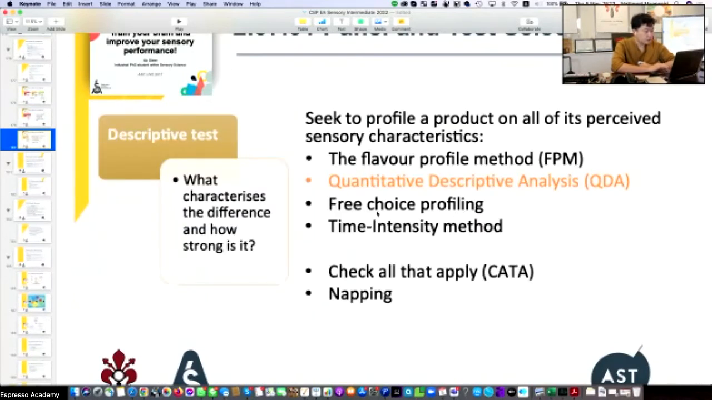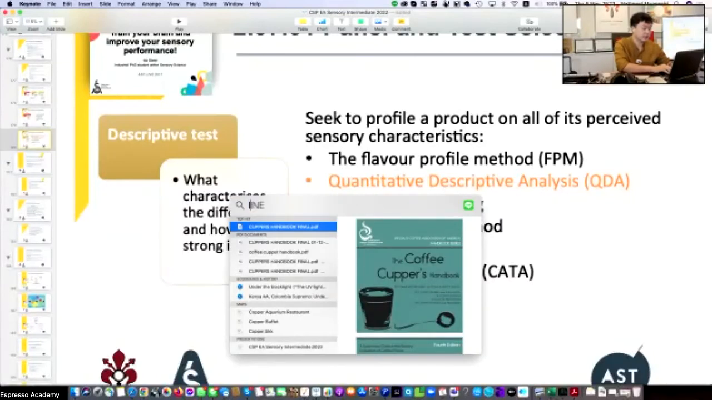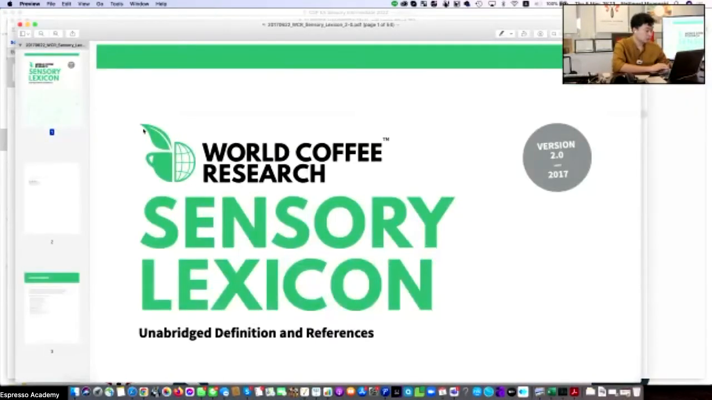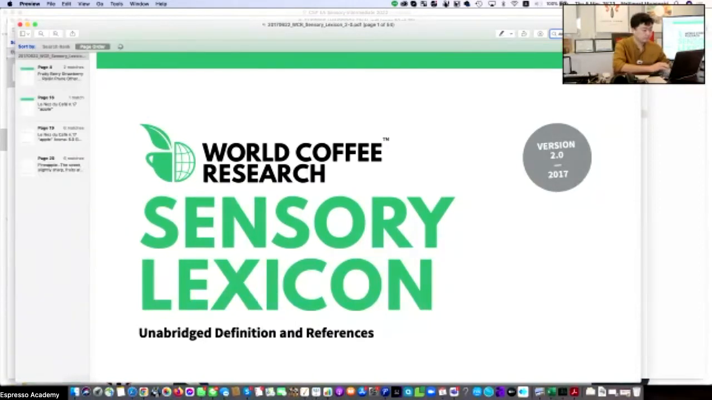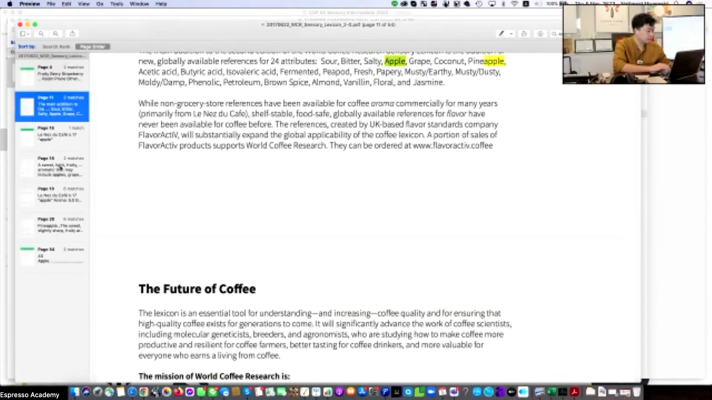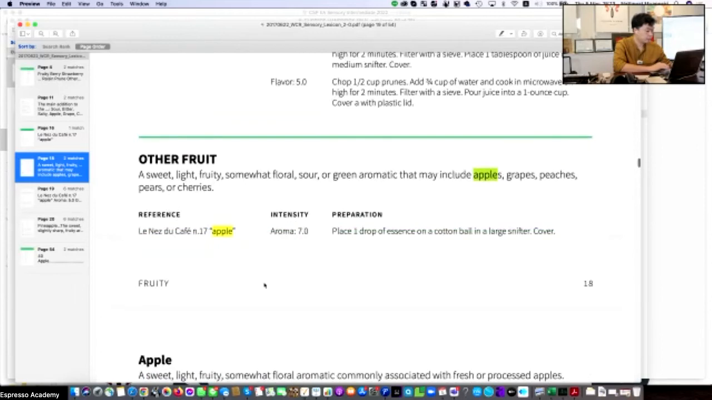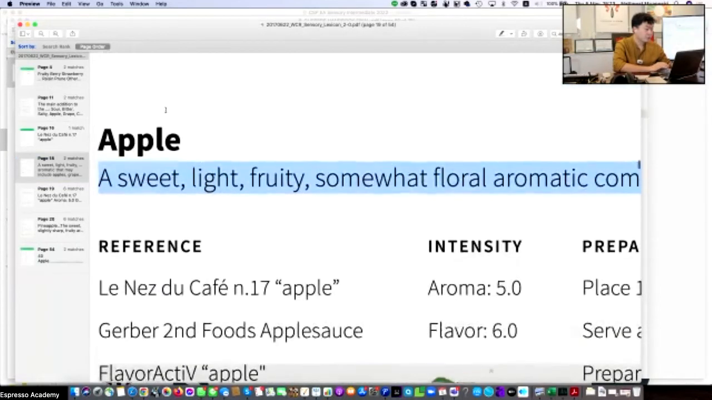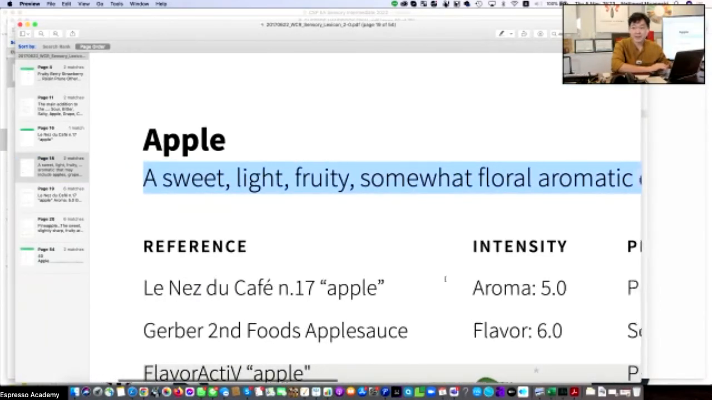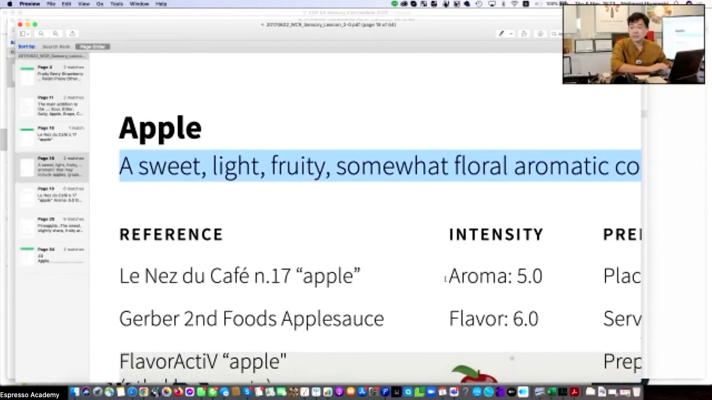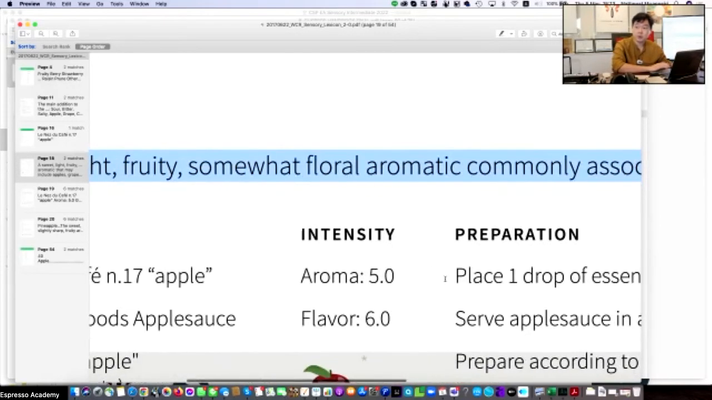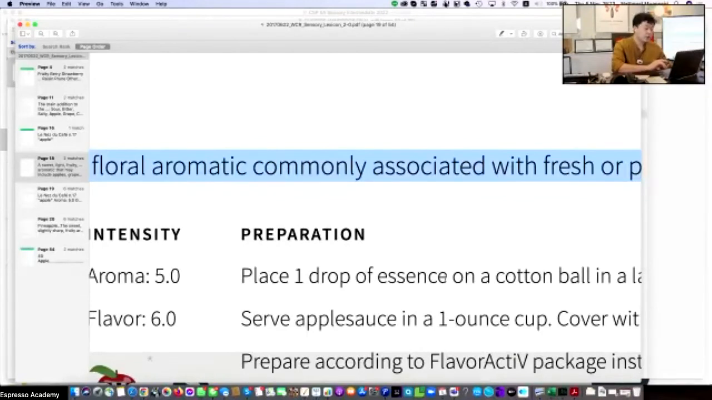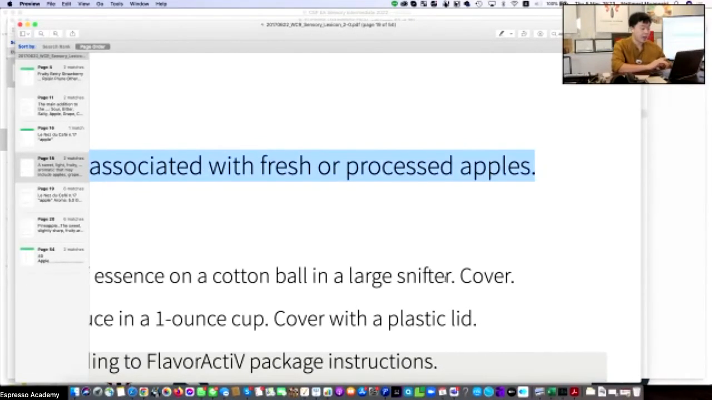On the other hand, for the descriptive test, the QDA, they describe using the sensory lexicon. So let's look at the lexicon. Apple. Let's see apple. Descriptive: they will tell you apple is sweet, light, fruity, with a somewhat floral aroma, commonly associated with fresh or processed apple.